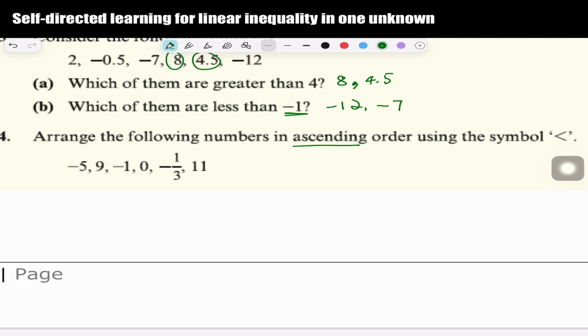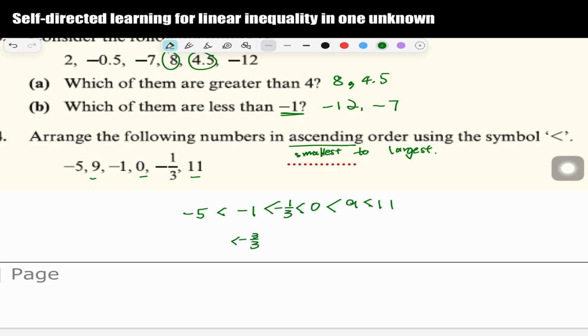Last one: ascending order means from smallest to largest. Therefore, we rearrange them accordingly. So we know 0, and then 9, and then 11, like this. We don't use commas; we use the less than sign accordingly. Then we know -1 and -1/3, so we have to consider them accordingly. This one you can consider to be -3/3, like this, and we compare the numerators, and that is how we can tell.